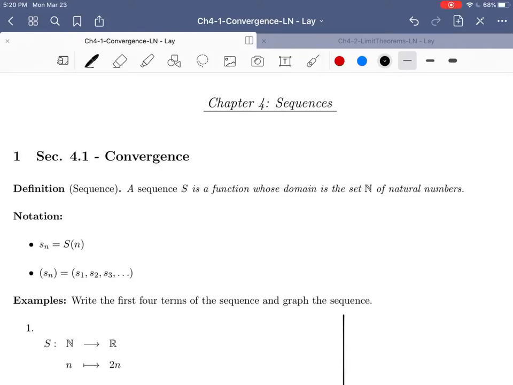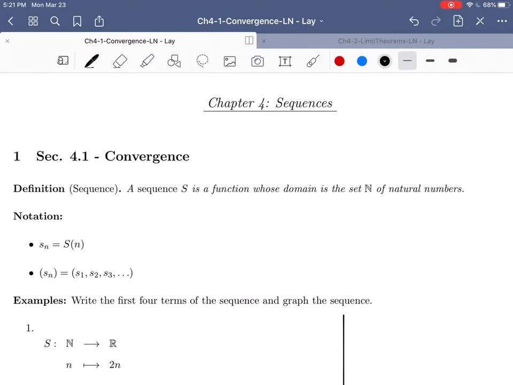Hey guys, in this video we're going to take a look at Chapter 4. We're going to look at sequences, and we're going to first talk about convergence. In the next video we'll look at a few examples where we prove some convergence. But let's first define a sequence.